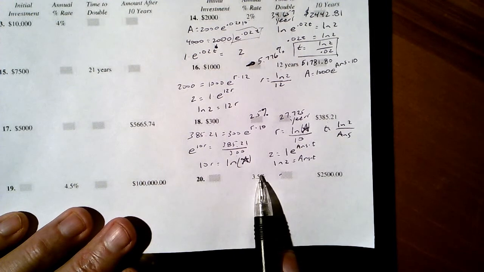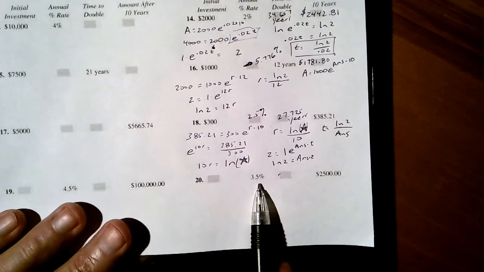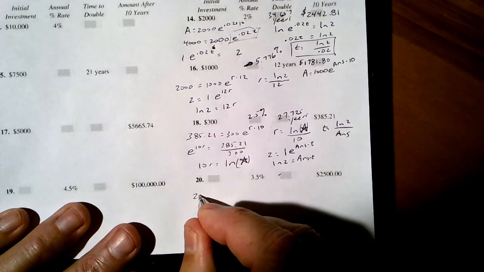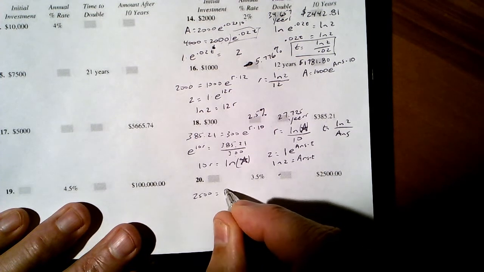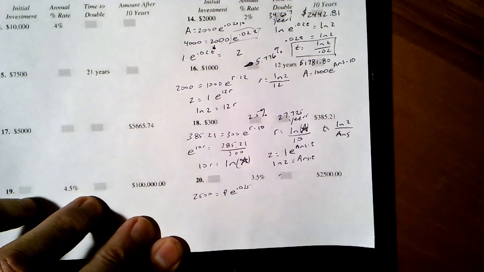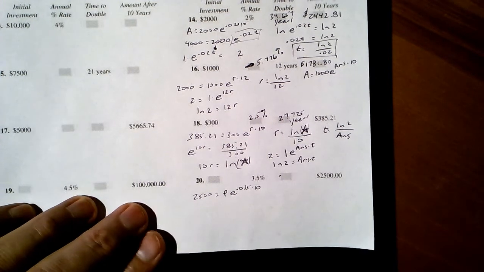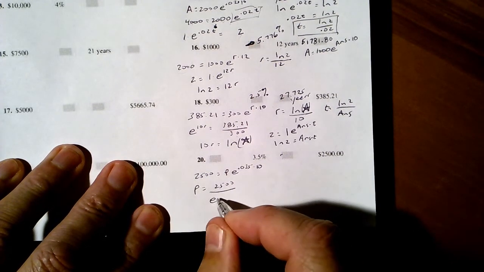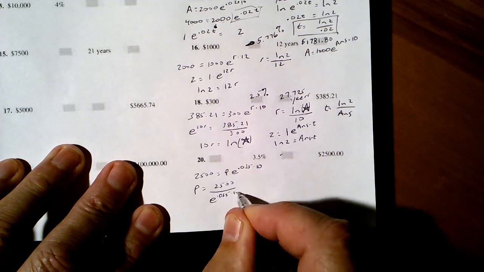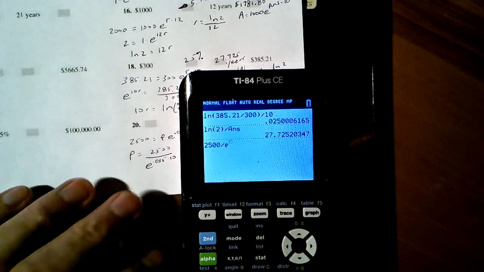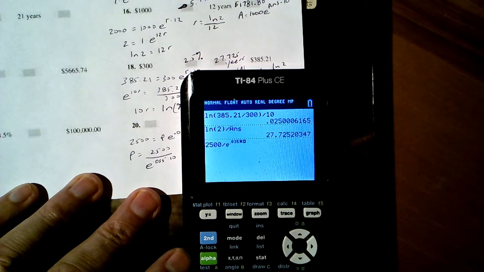Okay, and number 20, let's see, amount after 10 years. I've got my rate, I've got my amount after 10 years. So let's see, how much did I end up with? 2,500. How much did I start with? P e to the 0.035 times 10 years. Oh, well, that's nice. P equals 2,500 on e to the 0.035 times 10. So 2,500 divided by e to the 0.035 times 10.